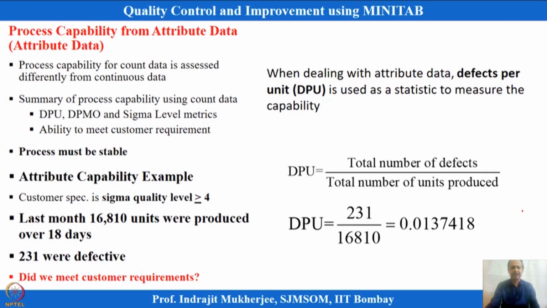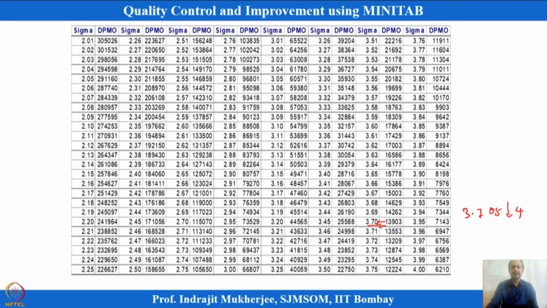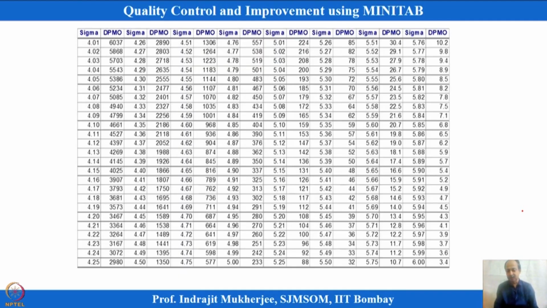So this way attribute data we can also figure out, using this chart over here. Many books will give you this chart for conversion of the short-term sigma level to DPMO. If you see the last DPMO over here, which is a 6 sigma process, this is around 3.4, after shifting the distribution. So the sigma level is 6 over here, and in this case we can say it is a 6 sigma process.